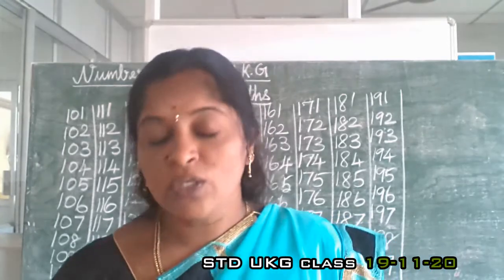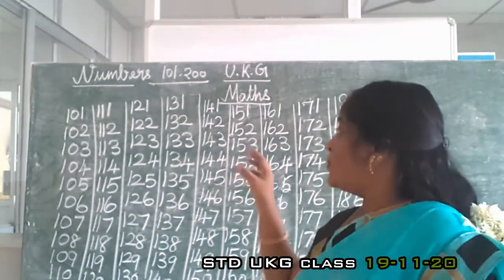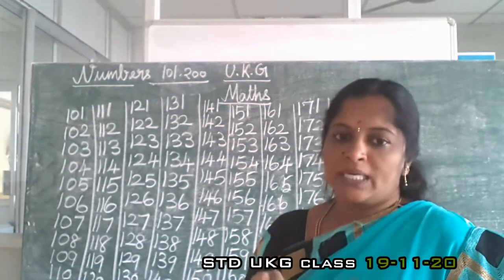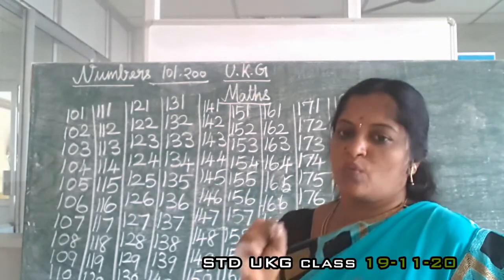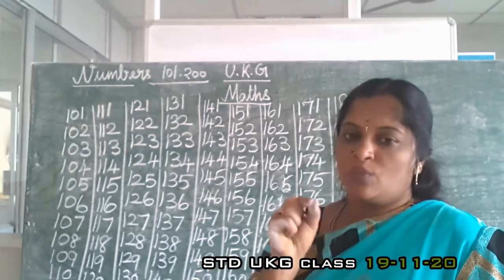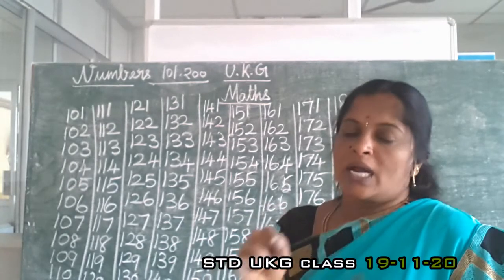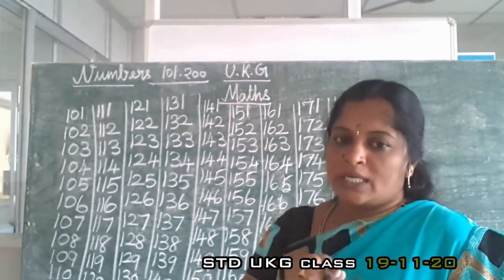Okay, next you read the numbers. What you do is, you read and then write each note. Only after reading, you write. Okay, you say 101 and then write it. You write. Okay, 101, 100, 101, next 102, 102.